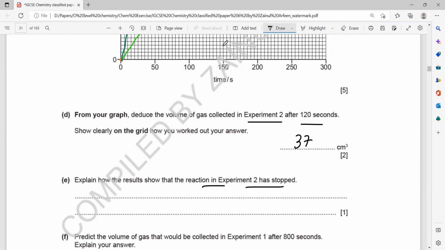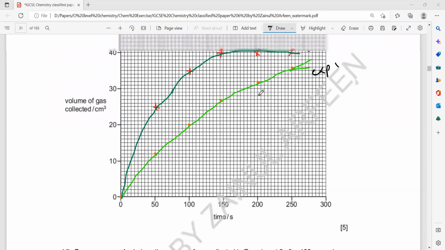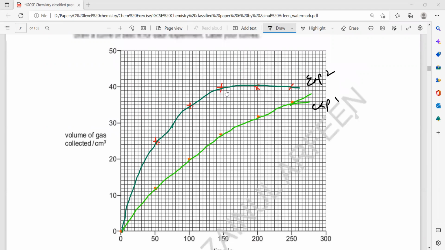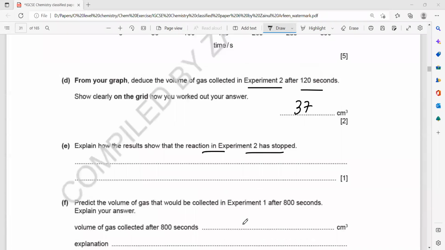How can these results show that the reaction has finished or stopped? How can we show it for experiment 2? The line became straight, so there's no change in volume, or it is a horizontal line. These are all the terms you can use: no change in volume, line levels off, gradient is 0, because a horizontal line or a line that levels off is the same thing. So as there is no change in volume, it means the reaction has stopped.